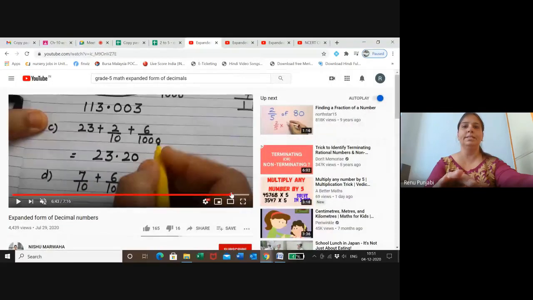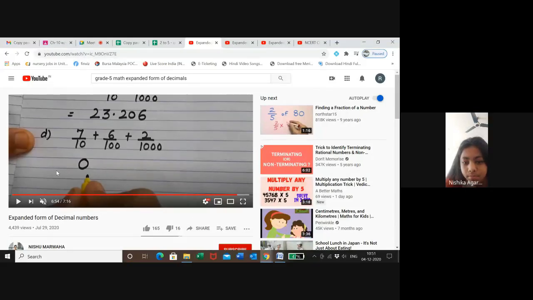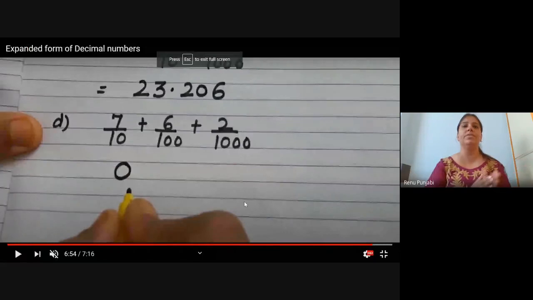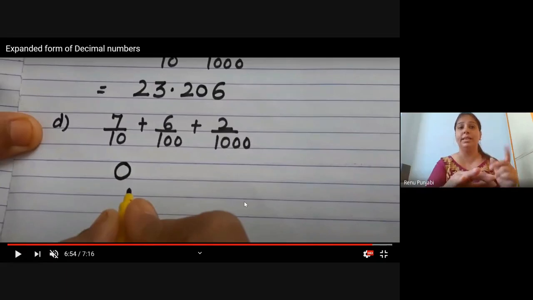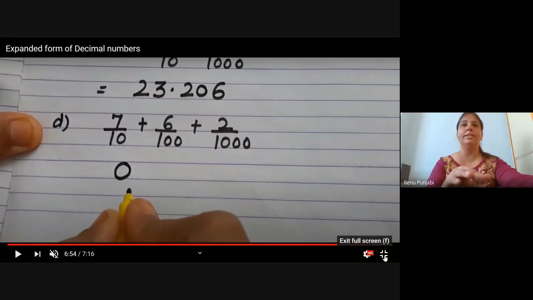Now, please complete this D1, which is very, very important. 7 upon 10. Nothing is given in the whole number part. You can observe here, nothing is given in the whole number part. All of it is in the fractional part. It means you have to identify that all will come after the decimal. Nothing is there before the decimal. From 0.